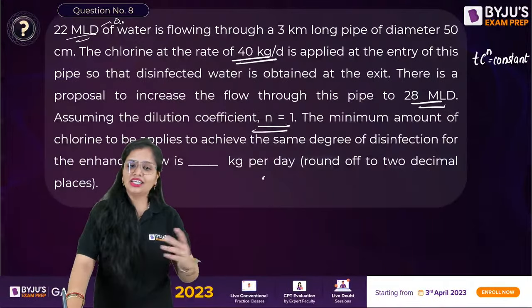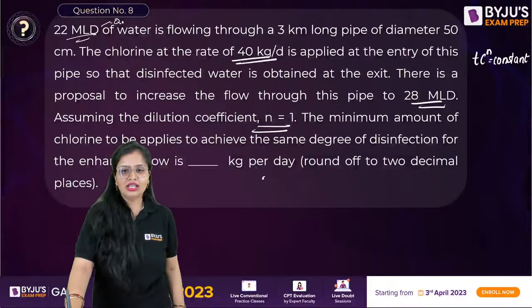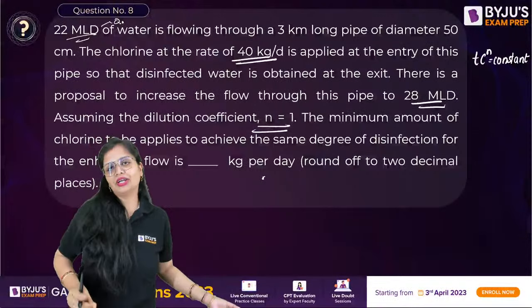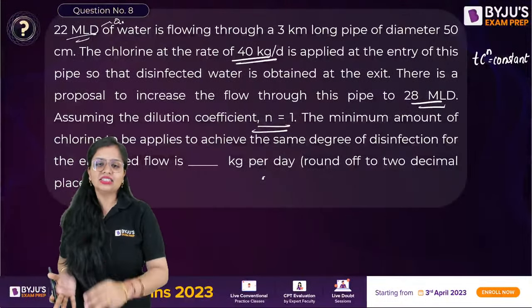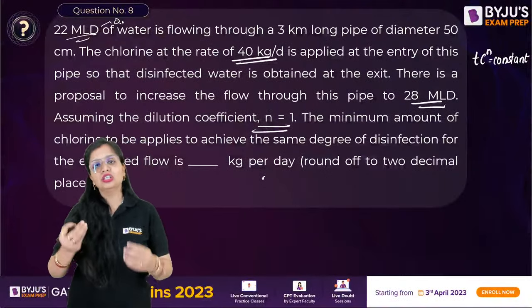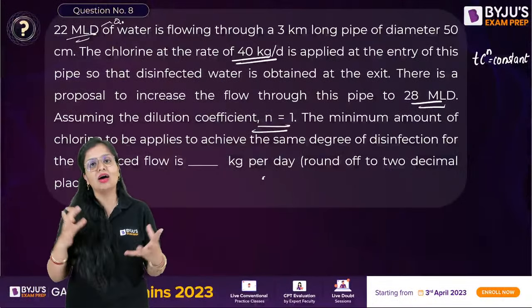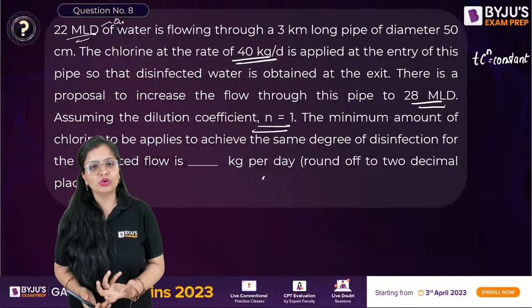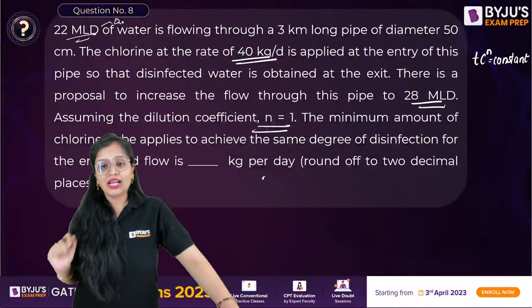It is asking: initially you needed to add 40 kg per day, now how much do you need to add? If 4 options were given, you know that initially 22 is there, now 28 is there. Suppose 3 options are less than 40. Definitely you will mark the option which is more than 40, because as the quantity of water increases, the demand of chlorine, or the dose you have to apply, will surely increase.